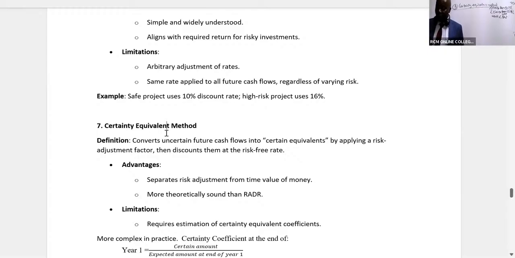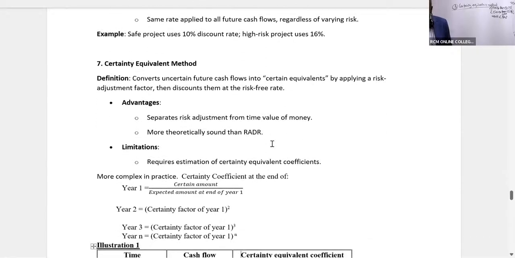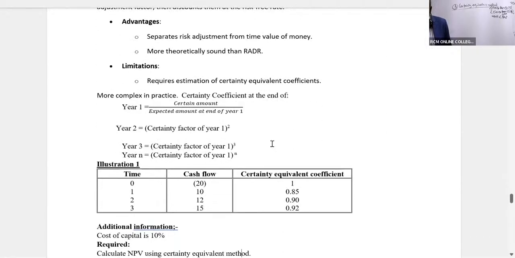So the certainty equivalent method converts uncertain future cash flows into certain equivalents by applying a risk adjustment factor, then discounts them at a risk-free rate. If I do it that way and leave it that way, you can't understand anything. For you to be able to understand what I'm talking about, my good students, let's look at this illustration number 1.